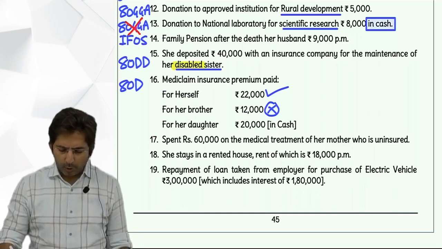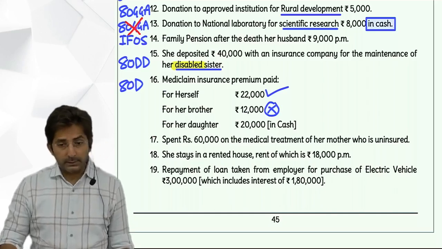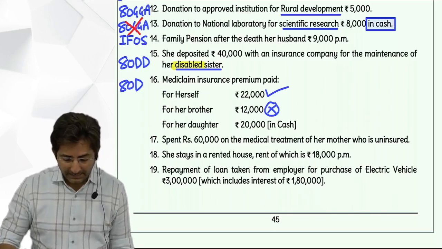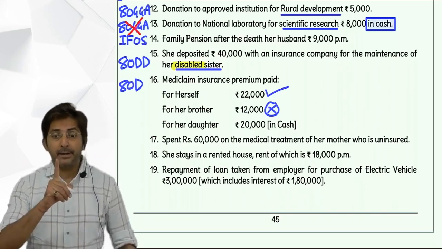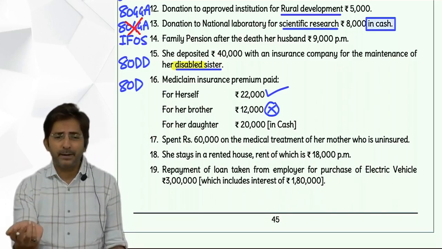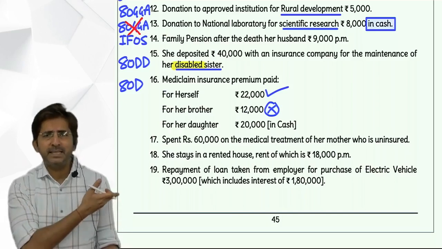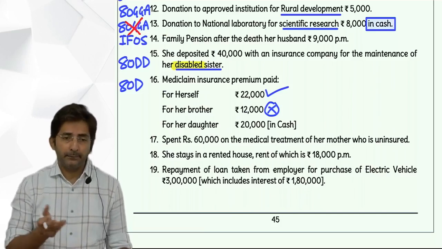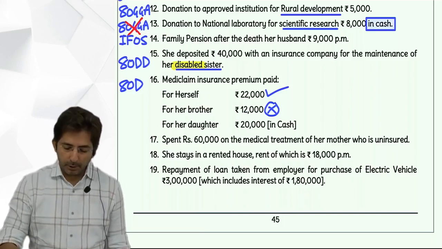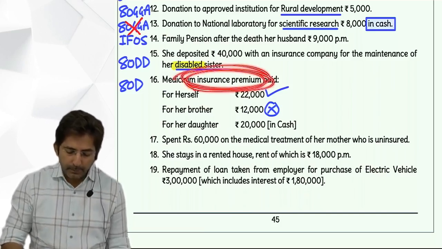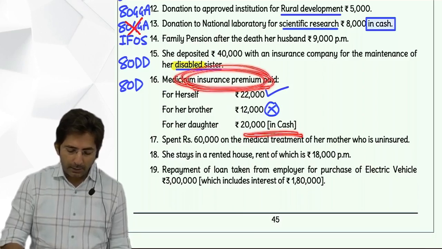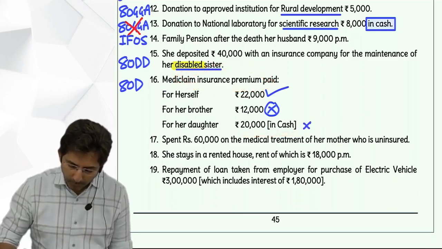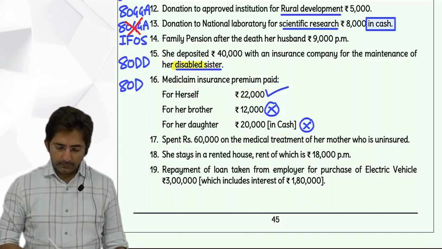Then what about daughter? Daughter is eligible, but then it is in cash. But children should be dependent, huh? But that we can assume dependent. But the problem is payment is made in cash. Cash payment is not allowed in 80D. Yes, in preventive health checkup it is allowed. But this is not a preventive health checkup. This is the insurance premium. Cash is not allowed. So I will put a cross mark here, okay?